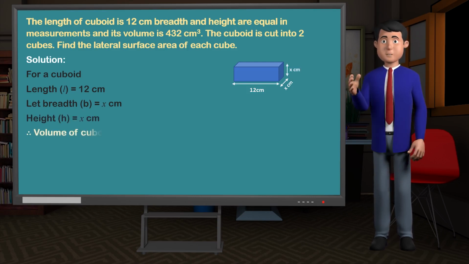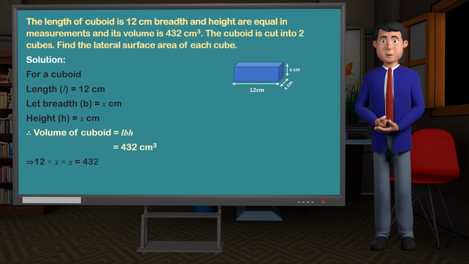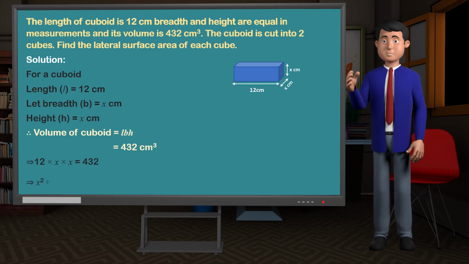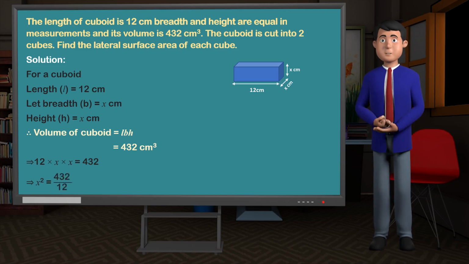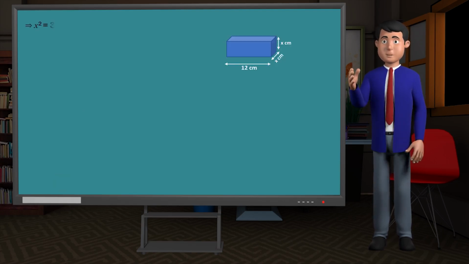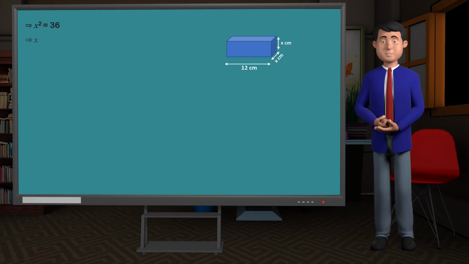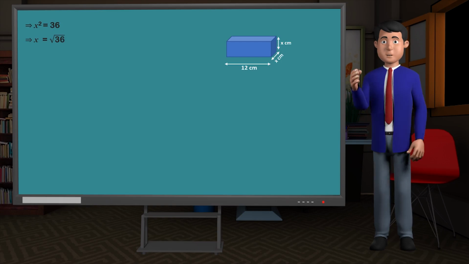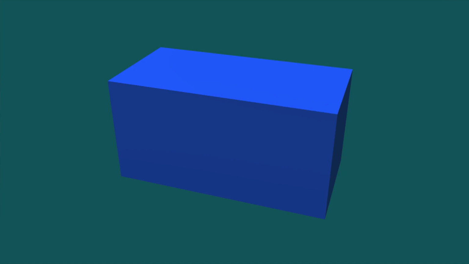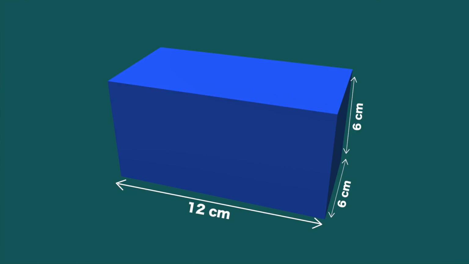Therefore, volume of cuboid is equal to LBH, that is equal to 432 cubic centimeters, which implies 12 into x square is equal to 432, which implies x square is equal to 432 by 12, which implies x square is equal to 36, which implies x equals the square root of 36, that is equal to 6. Therefore, breadth is equal to 6 centimeters and height is equal to 6 centimeters. So, the dimensions of the cuboid are 12 centimeters by 6 centimeters by 6 centimeters.